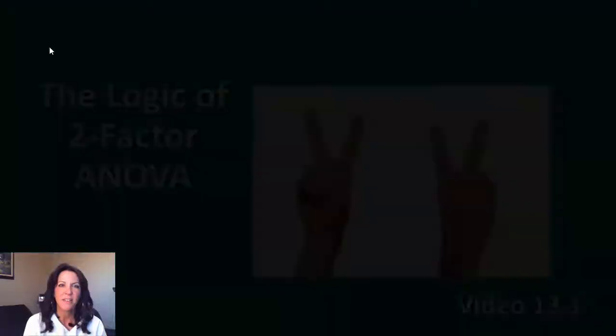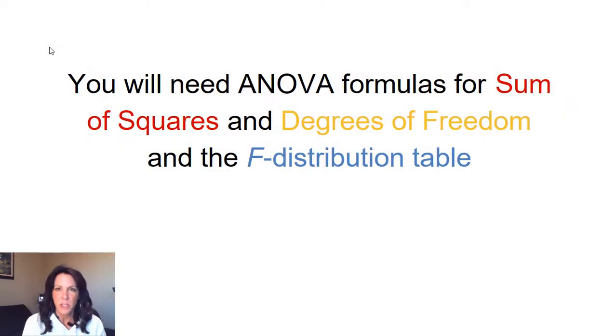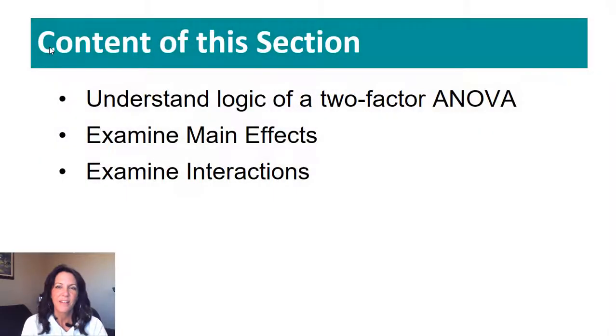Let's take a look. Before we get started, as you go through this unit, you're going to need your ANOVA formulas for sums of squares and degrees of freedom that we talked about last week. You'll also need to have your F distribution table at the ready. In this video and the next two videos, we're going to talk about the logic of a two-factor ANOVA, and then we're going to talk about something called main effects and interactions in the next couple of videos.